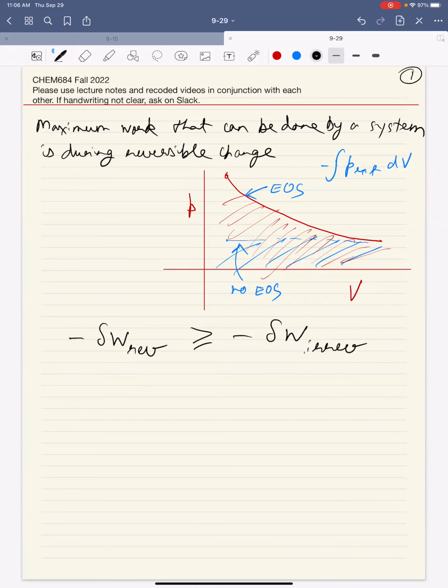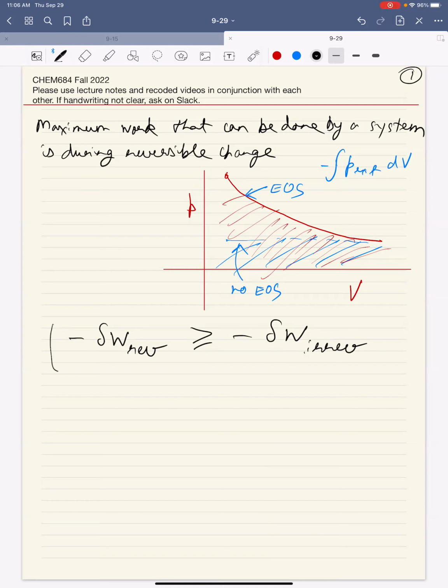Why did I put minus sign over here? Because when you're talking about the work done by a system, it's going to be negative, right? So if the system did minus 10 kilojoule work on the left side in the reversible process, then in the irreversible process, it probably did minus 5 kilojoule work, right? So you were able to get less work out of the system.